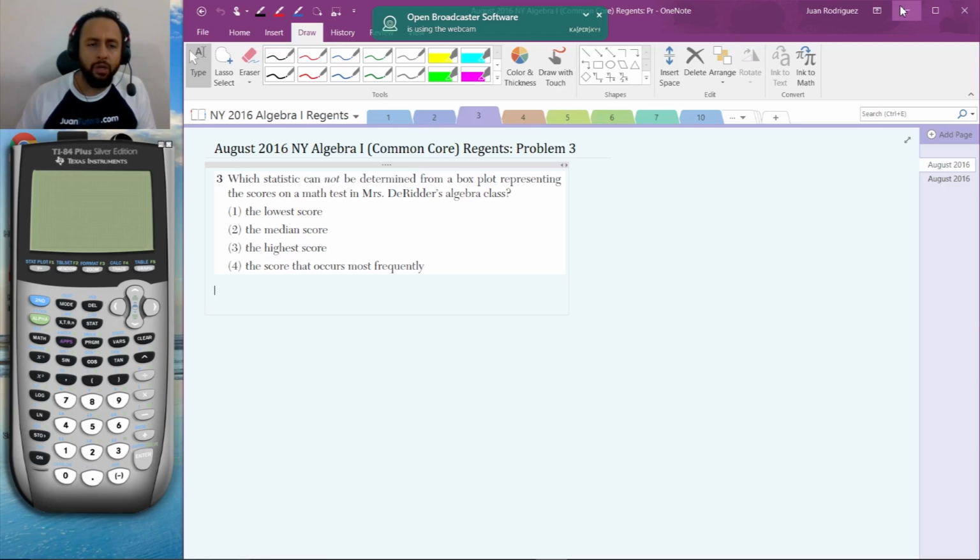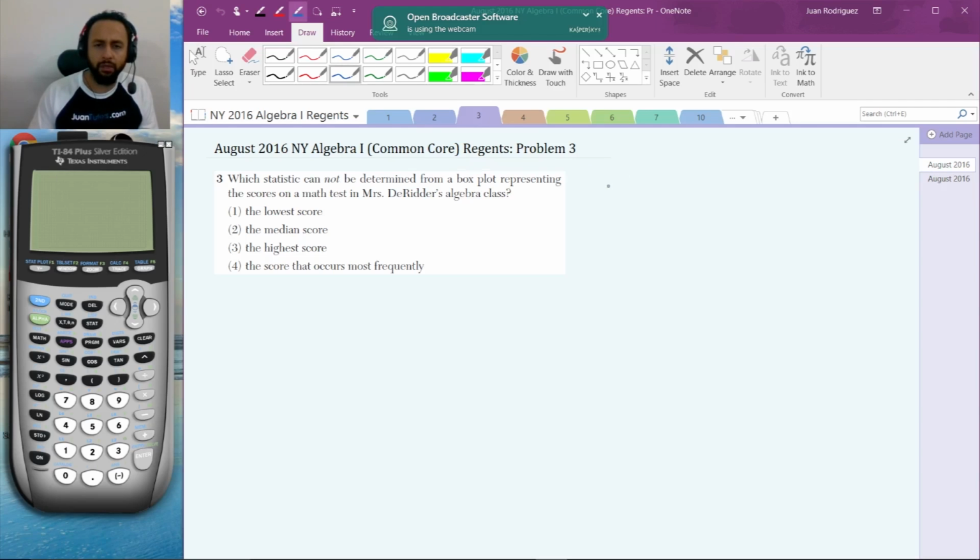Here's the problem. Which statistic cannot be determined from a box plot representing the scores on a math test in Mrs. DeRitter's algebra class? The lowest score, the median score, the highest score, or the score that occurs most frequently.